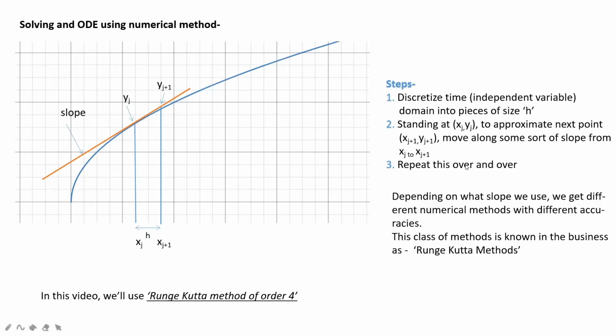The third step is to repeat steps 1 and 2 over and over again to get the approximation to the whole curve. Once we have done that, we have basically solved the ordinary differential equation. So depending on what slope we use, we get different numerical methods with different accuracies, and this class of method is known in the business as Runge-Kutta methods. In this video we are going to use the Runge-Kutta method of order 4. What it is, we'll see next.